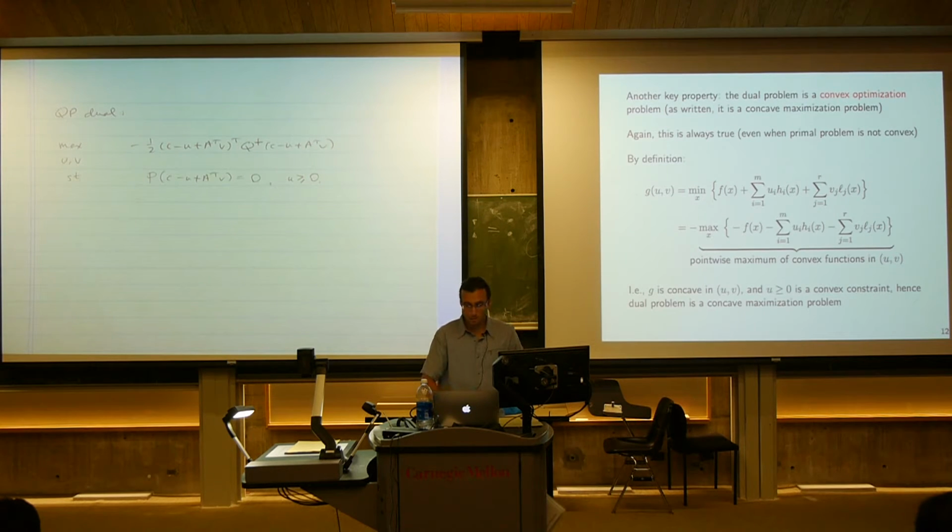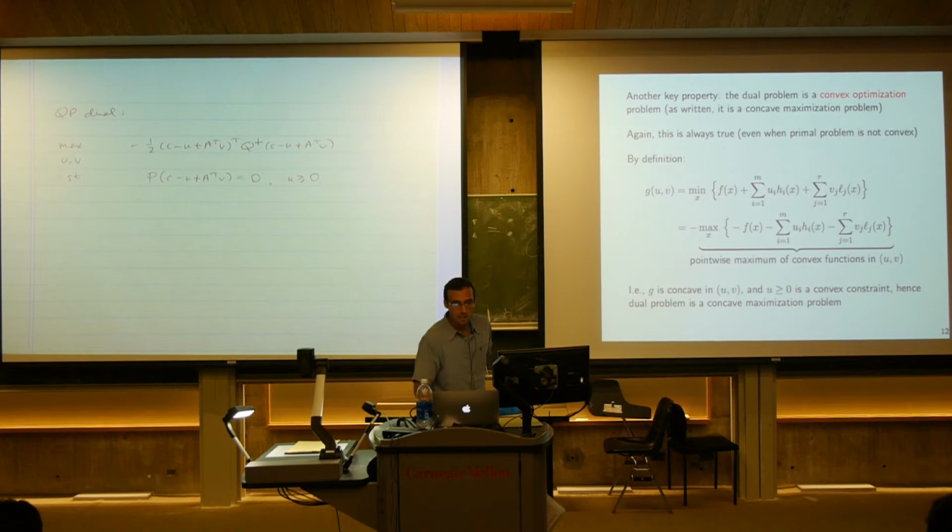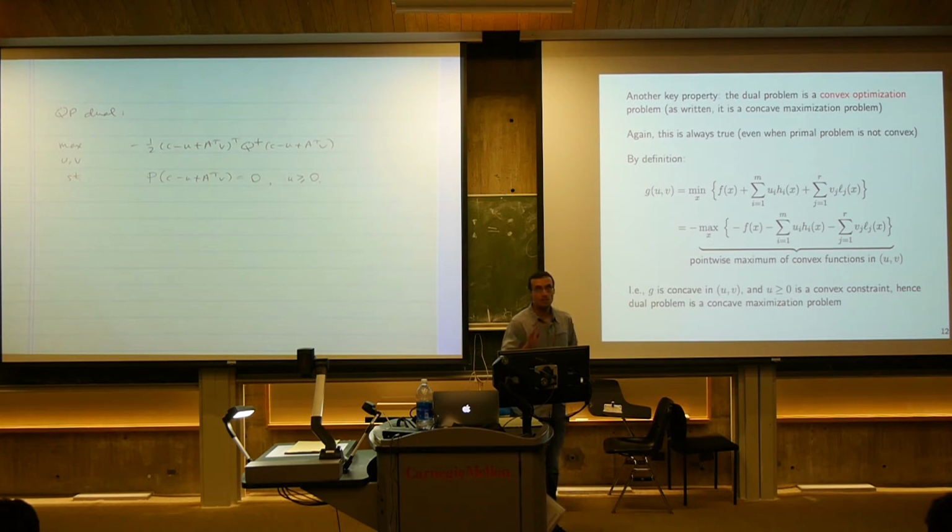As written, because we wrote the primal as a min and the dual as a max, the dual is always a concave maximization problem, which we know is equivalent to a convex minimization problem, right? Just by taking the negative of g as the criterion and minimizing instead of maximizing. So that's why we call it convex optimization. This is always true. It's even true when the primal is non-convex itself.